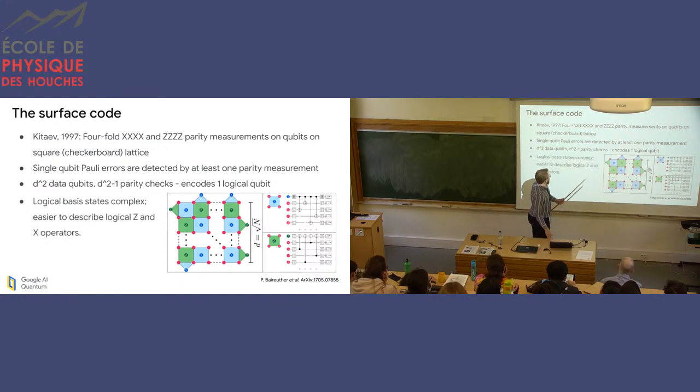You can talk about the logical basis states that you're encoding, but for this code it actually becomes very, very difficult to write them down. So what you tend to do is talk about logical operators, which are just the product of X on every single qubit and the product of Z on every single qubit. There's a whole amount of theory you can go into here, which is one entire university course. I only have 10 minutes left, so I'll skip that, I apologize.